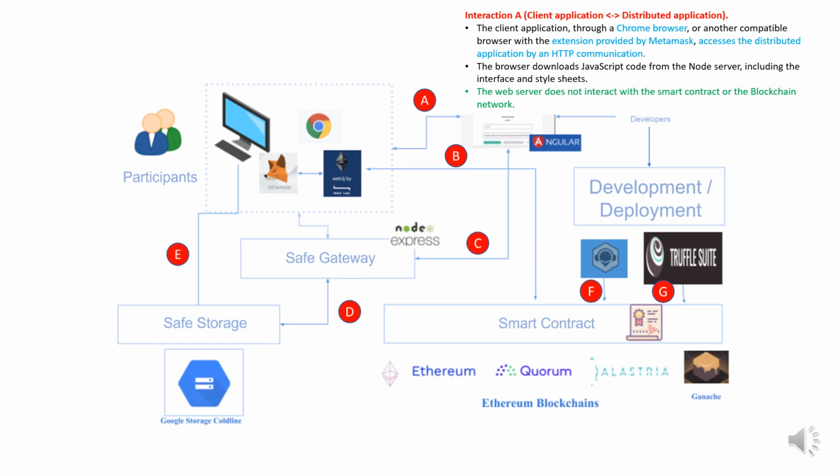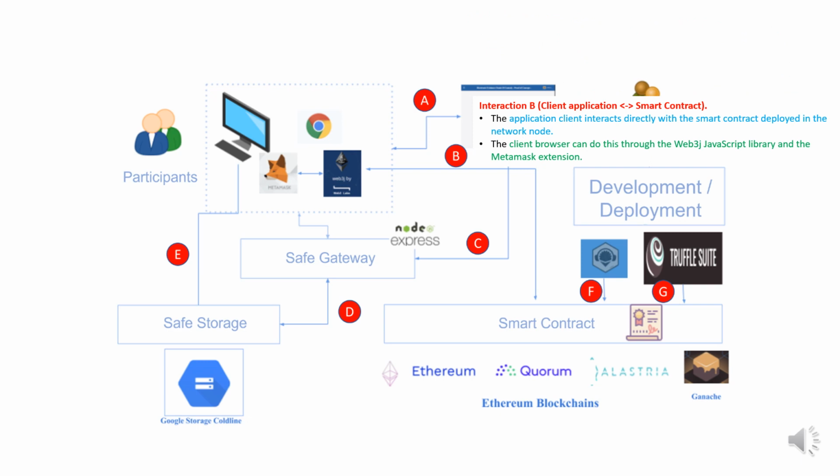In order to achieve this, the browser downloads some JavaScript code from the node server, and this includes the interface and style sheets. For interaction B between the client application and smart contract, the application client interacts directly with the smart contract deployed on the network node. The client browser can do this through Web3, JavaScript library, and the MetaMask extension.